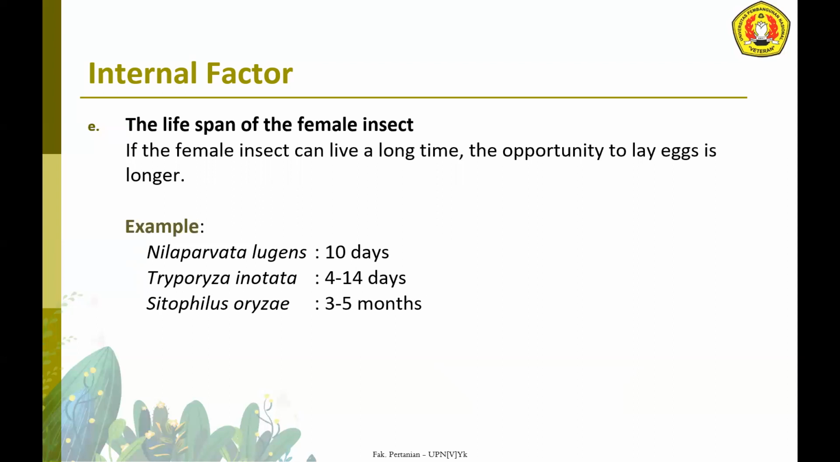Nilaparvata lugens for female, you can live about 10 days, so female adult. Trichoporiza innotata 4 until 14 days. And Cytoplazmodidae until 5 months. You can imagine how many eggs that can be laid by this female Cytoplazmodidae.